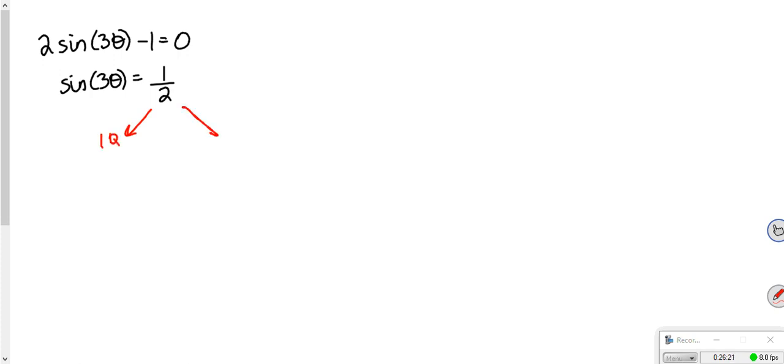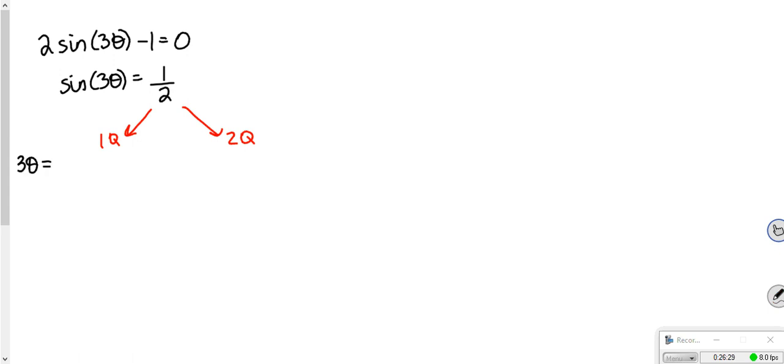I have 2 sine of 3 theta minus 1 equals 0. So this is kind of the same vein as what we just did, actually very, very similar. So I'm going to kind of run through it here. So sine of 3 theta equals 1/2. So again, sine is positive in the first and second quadrant. But again, what I'm doing here is solving. So first quadrant, second quadrant. But again, I'm solving for 3 theta.